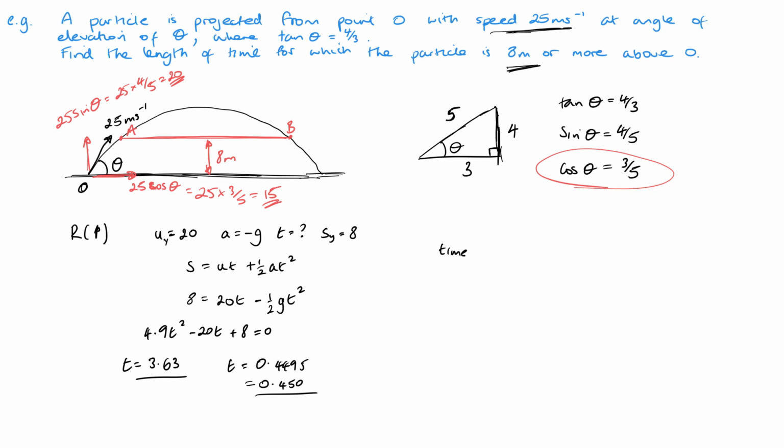So the time above 8 meters is going to be my 3.63 minus 0.450. Obviously I'm using the full values in the calculator for this, and this gives me 3.18262 and so on, which is 3.18 seconds to three significant figures. And that's all there is to this problem. Not too difficult.